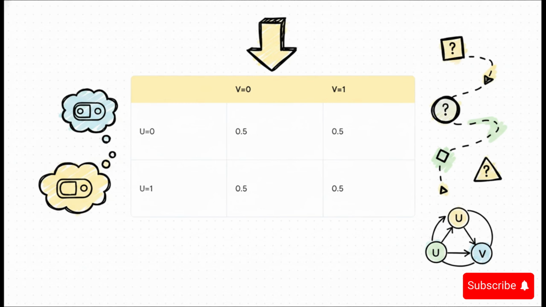Now for V. Since V's outcome depends on U, its rulebook is a little more detailed. This is what we call a conditional probability table. It's just a fancy way of saying it shows us the odds for V depending on what U did. So you can see if U is 1, there's a huge 80% chance V will be 1 too. The table just gives us the numbers for the dependency we saw on the map.